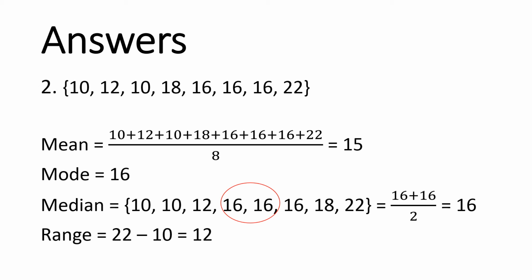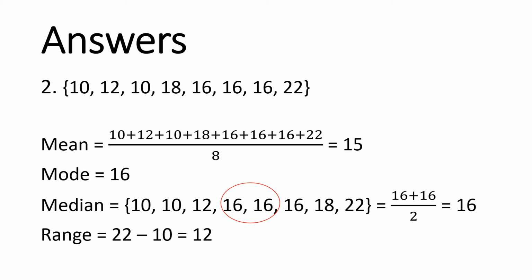Median. Once again, we must order our data from lowest to highest first. So we have 10, 10, 12, 16, 16, 16, 18 and 22. Once we have done this, we can see that we have 2 pieces of data in the middle. They are both 16. So we take the average of 16 plus 16 divided by 2, and that equals 16. So our median equals 16.